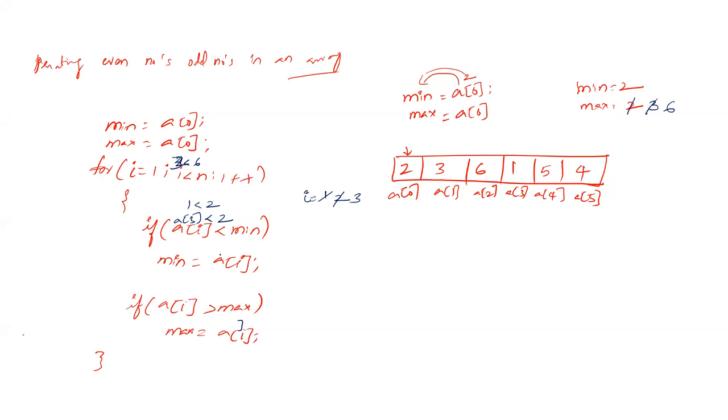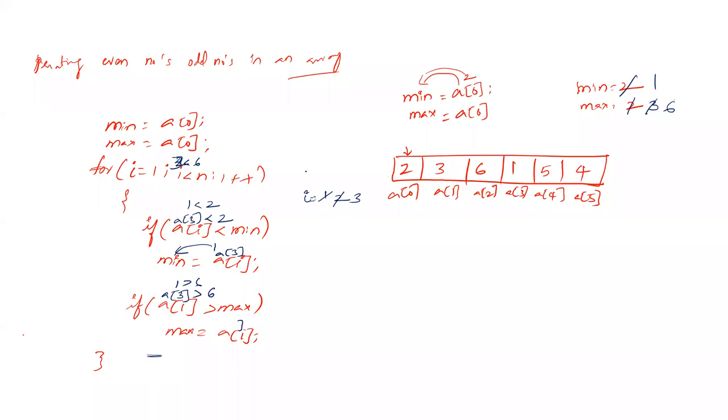What is this statement? A of 3 value should be stored into min value. What is A of 3 value? 1. 1 should be stored into min. So now update min value to 1. Next statement: A of 3 is greater than max. What is the max value? The last updated value is 6. A of 3, 1, is greater than 6? Is that true? No, it is not true. We are not going to the statement.